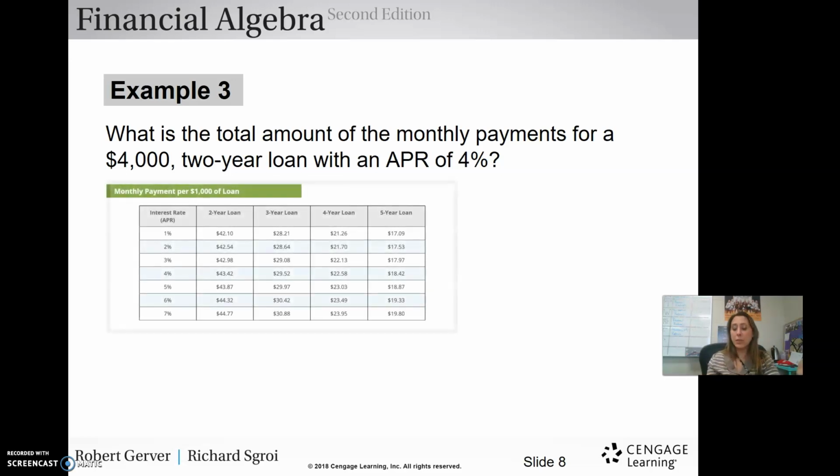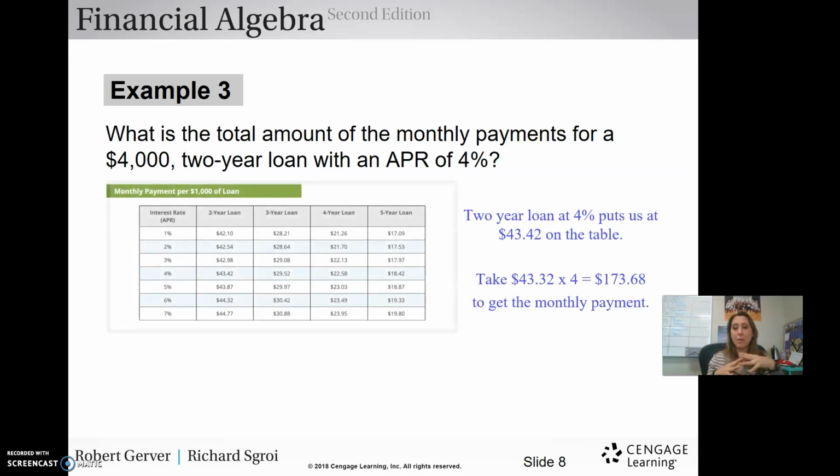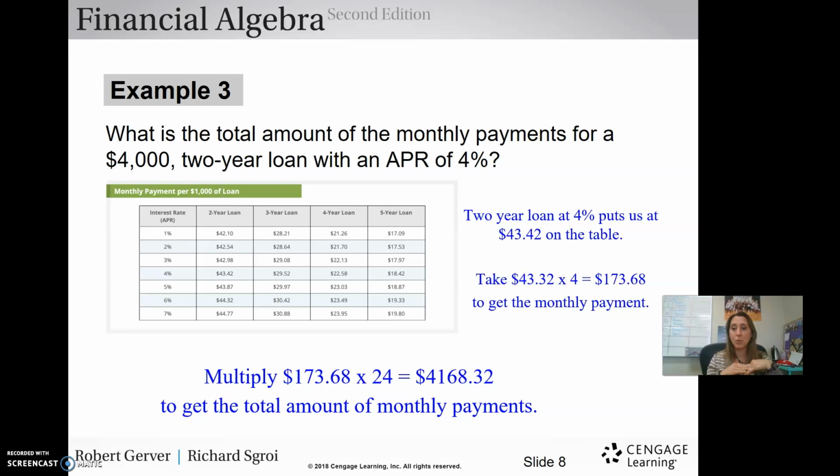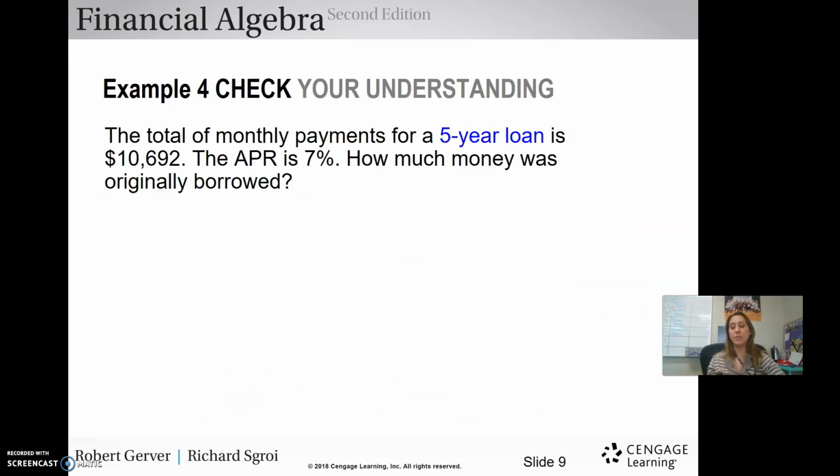So when we went to it, we said that our monthly payments were going to be $173.68. We know what the monthly payment is, but we want to know what our total amount is going to be. How many months are there in 2 years? Well, there's 24 months in 2 years. So we're going to take that monthly payment and multiply it by 24 because we're going to make that payment 24 times. So the total amount paid is $4,168.32. So go ahead and get that in your notes.